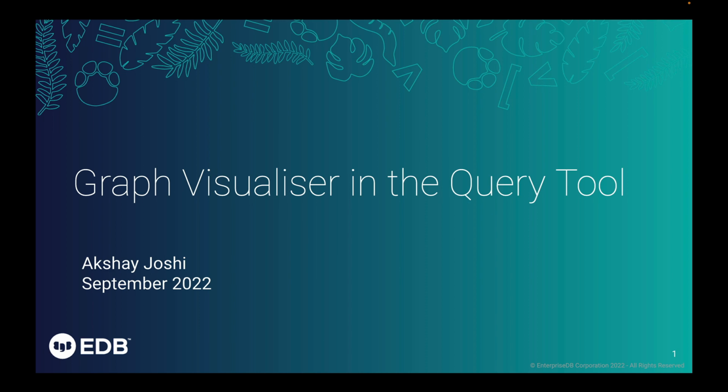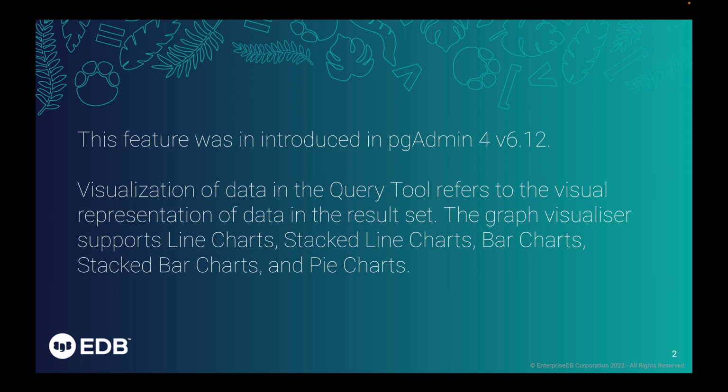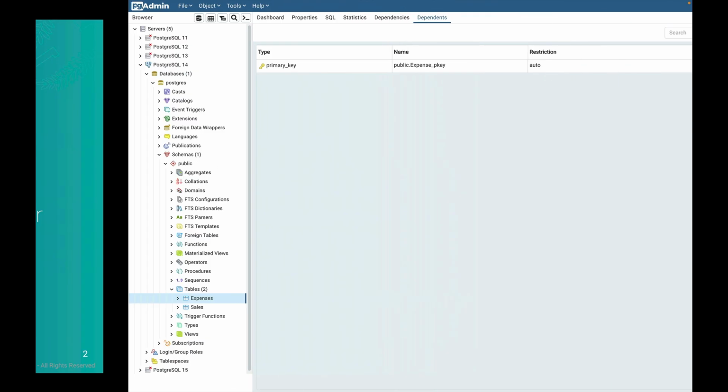Today I am going to demonstrate the new graph visualizer in the query tool. This feature was introduced in pgAdmin 4 version 6.12. Visualization of data in the query tool refers to the visual representation of the data in the result set. The graph visualizer supports line chart, stacked line chart, bar chart, stacked bar chart, and pie chart. Let's begin with the pie chart.